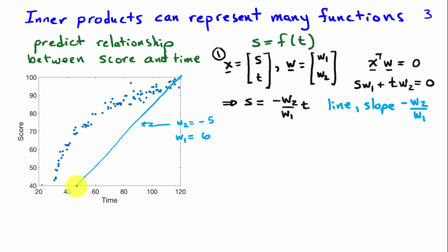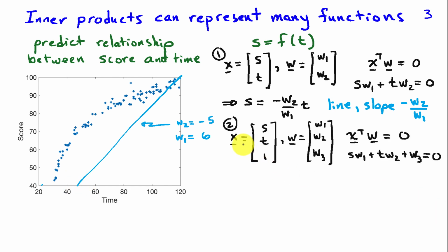So perhaps we need to add a y-intercept and change the slope. So let's suppose we consider a second case where we define a vector x with first element s, second element t, and the third element, put the constant 1 in there. And then we'll define w to be w1, w2, w3, and we'll consider the inner product again being equal to 0. Well, now we have s times w1 plus t times w2 plus w3 equals 0.